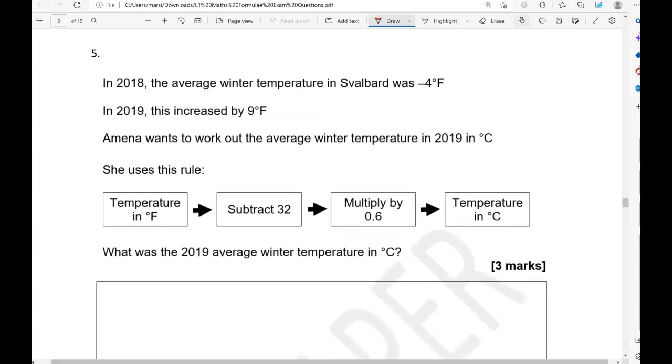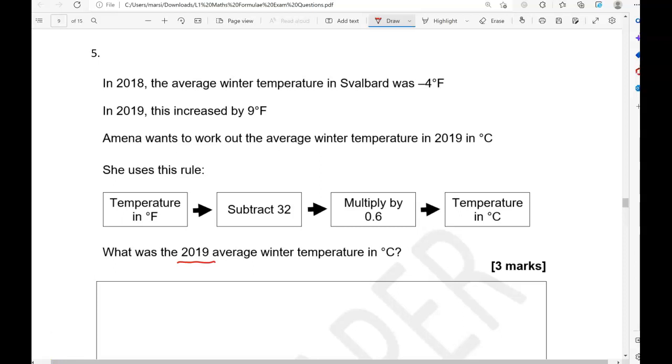In 2018, the average winter temperature in Svalbard was -4 degrees Fahrenheit. In 2019, this increased by 9 degrees Fahrenheit. Amina wants to work out the average winter temperature in 2019 in degrees Celsius. She uses this rule. Temperature in degrees Fahrenheit, subtract 32, multiply by 0.6, gives you the temperature in degrees Celsius. What was the 2019 average winter temperature in degrees Celsius? So it's 2019 that we're interested in.